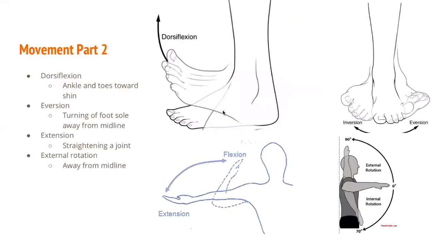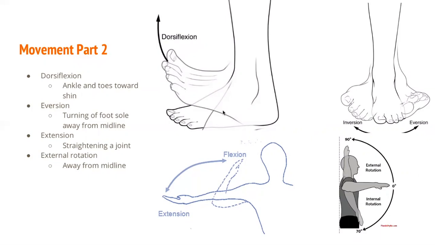Now, movement part 2, dorsiflexion. That's when you move your ankle and toes towards your shin. So just lay your foot flat on the ground and then raise your foot up towards your shin. That would be dorsiflexion. If you have your foot flat on the ground and you turn the sole of your foot away from your midline, so not towards your sternum, but away from your midline, that would be eversion. Inversion would be the opposite. That would be putting it towards your midline.